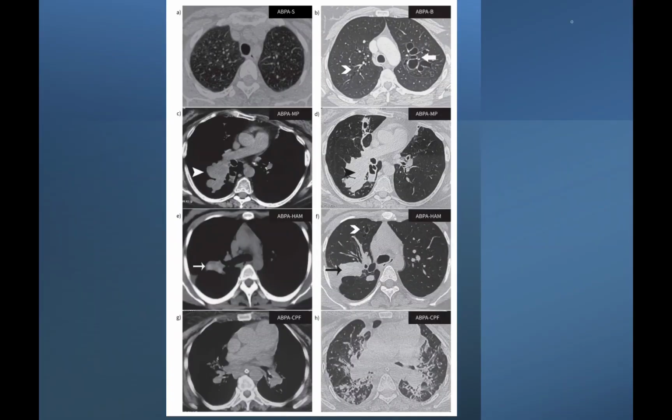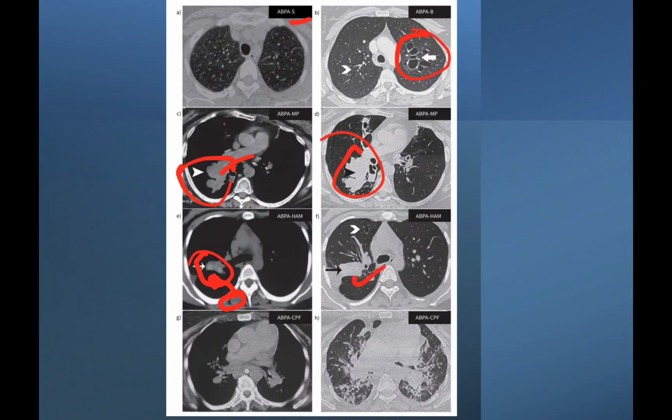Now coming to the radiology they have mentioned in their presentation. This is ABPA without bronchiectasis, then with bronchiectasis, and with mucus plug. You can see the mucus plug in both the lung window and the mediastinal window. Then this is the high attenuation mucus. If we compare with the paraspinal muscle, the attenuation is high, that is high attenuation mucus. This is the lung window for that.